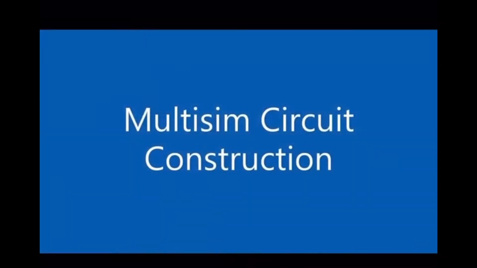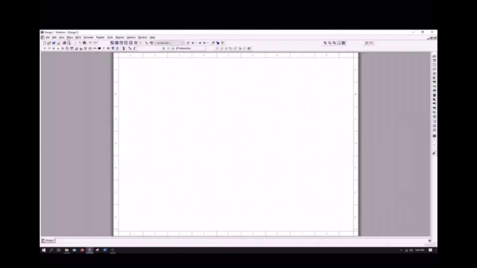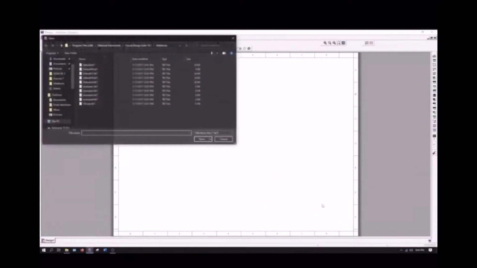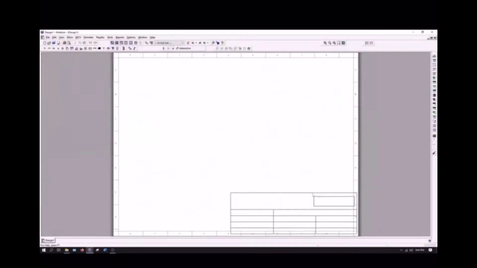Hi, it's Jade with Team 1. We're going to construct our Multisim circuit. First, go to Place, Title Block, and hit the default title block and put it in the bottom right-hand corner of your Multisim. We're going to title it AC Team Project. Under Description, we can just call it AC Circuit with Oscilloscope. And for Designed By, we're just going to say AC Team 1 and hit OK.